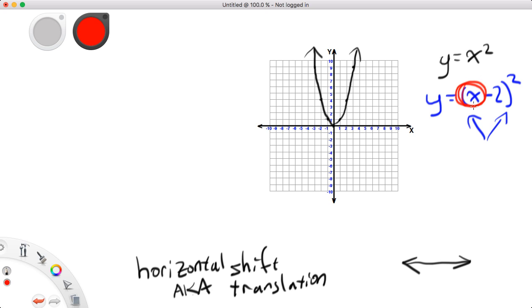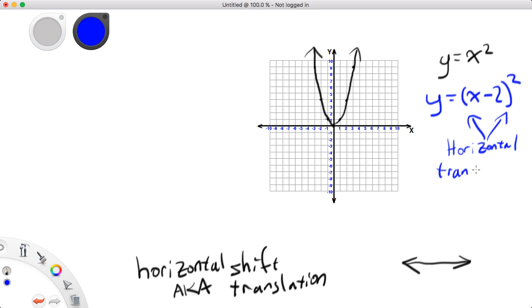Now, here's the crazy thing about horizontal translations. When it's in the parentheses like this, you end up going in the opposite direction of what you think. I would think that if it were x minus 2, I'd go to the left. But I'd be wrong. You don't go to the left when you have the minus 2 in parentheses. You go to the right. And there's a very good reason for that.